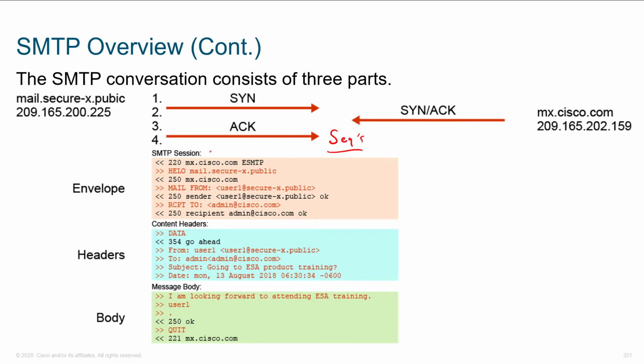So we can see here, one side says mxsystem.com, SMTP. This is just an enhanced version of SMTP. It supports a couple more commands. Here we see hello, mail securex.public, mx.cisco.com, and here we see the mail is from this user, and it says okay. Receipt to this user, okay.